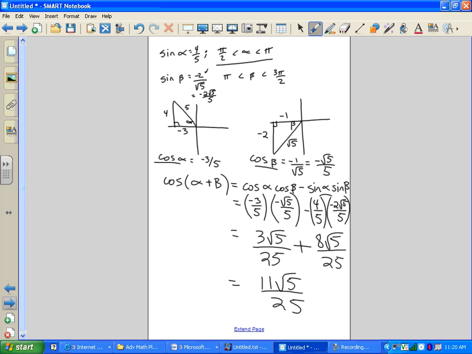Okay, now these are a lot of work. I'm not going to say that they're not, but they're really not that difficult. Sum and difference identities to me have always been sort of easier than they look.